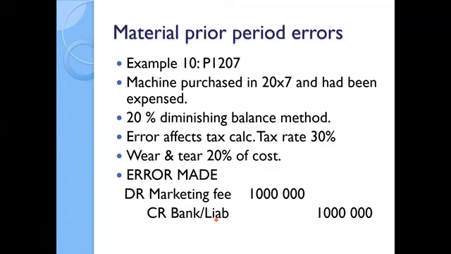The next thing we have to ask ourselves, so step 2, is: instead of debiting my marketing fee, what should I have debited? Can you tell me in the chat, what should we have debited in our journal entry instead of the marketing fee?